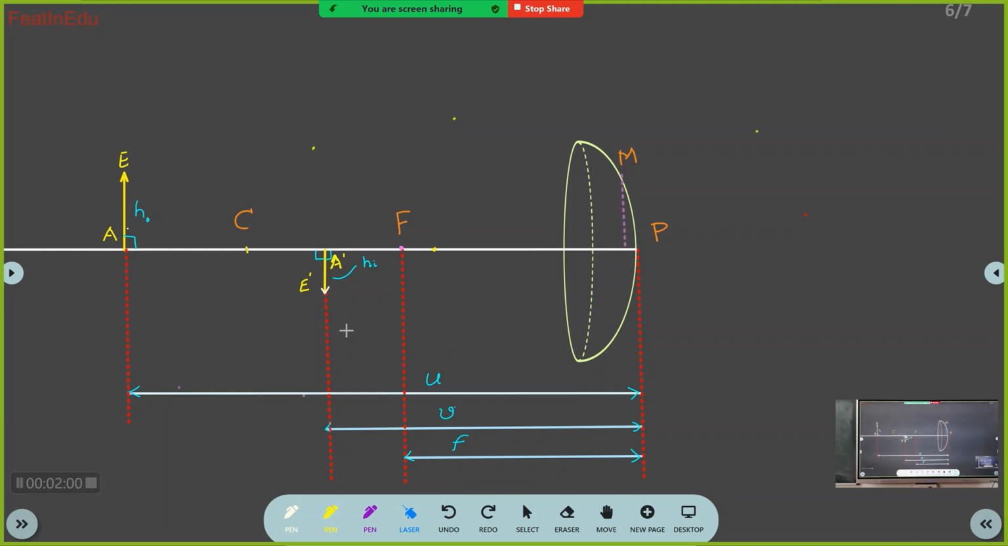In other words, we have to find V as a function of F and U, and also the image height HI as a function of the object height HO, the object distance U and the focal length. So we have to find the relation. How should we go about finding it? As I told you yesterday, we will use mathematics as a tool to help us find the relation.